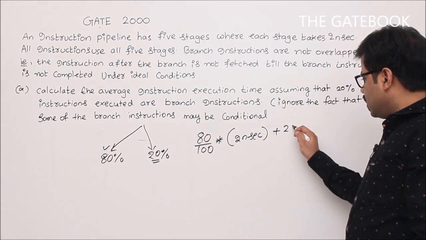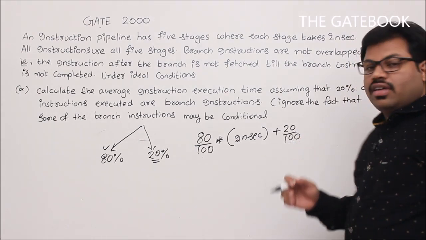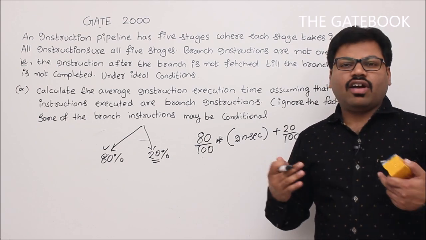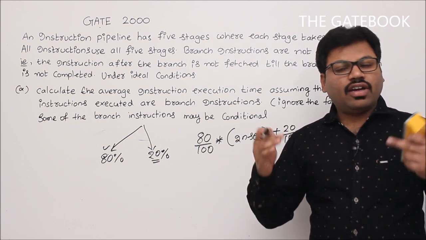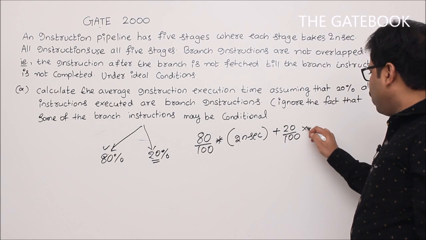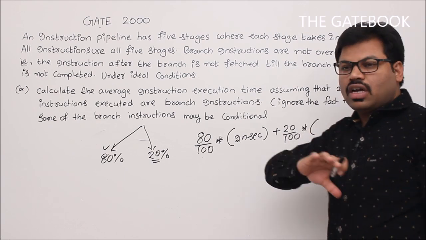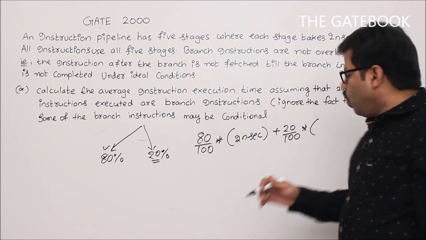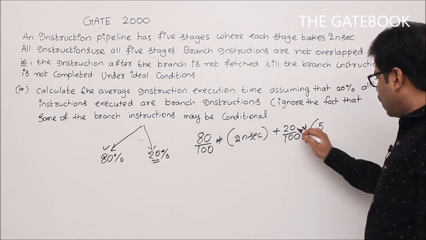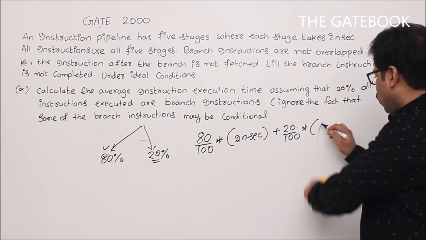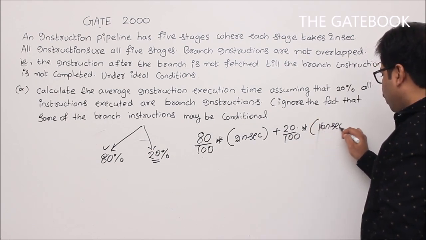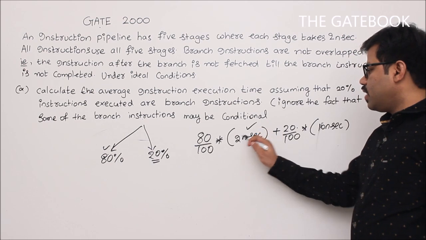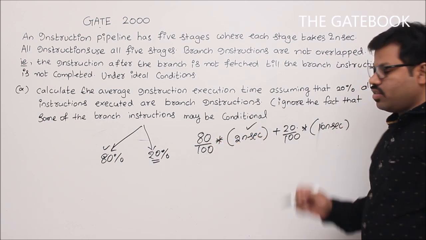But there are 20% of the instructions that want resources exclusively. I mean they don't want to share and they want all the resources. That's why 20% of the instructions are going to use all 5 stages exclusively, so no overlapping. Then every such instruction requires 5 stages, so 10 nanoseconds. See, because of sharing, only 2 nanoseconds for non-branch, here 10 nanoseconds, that's it.